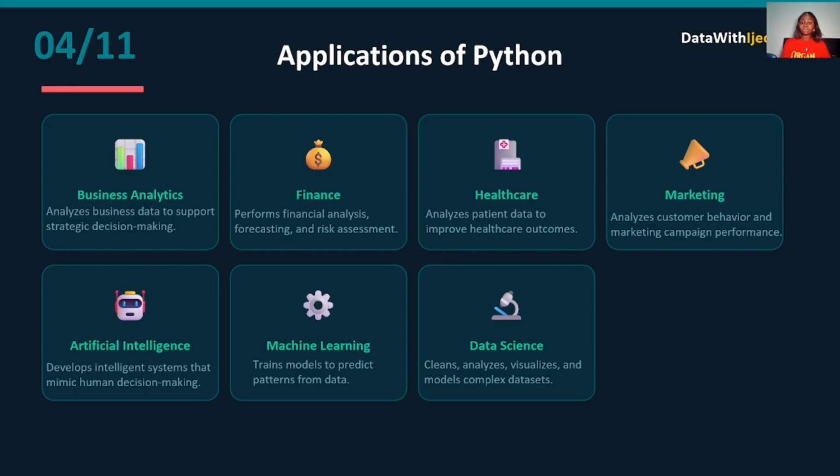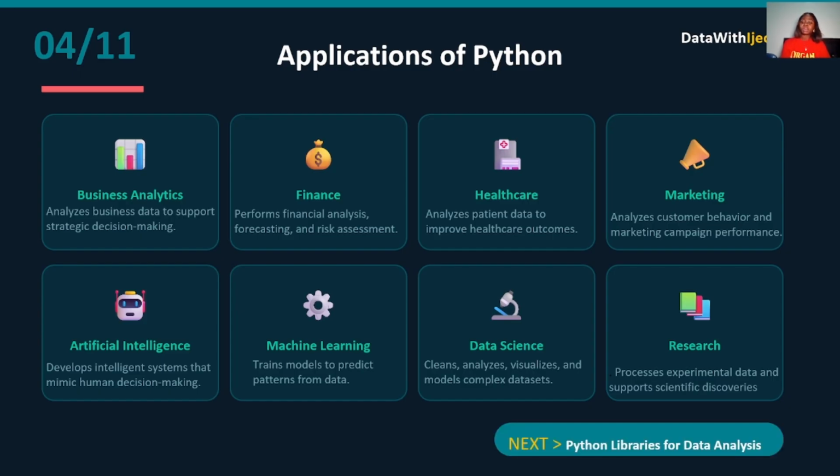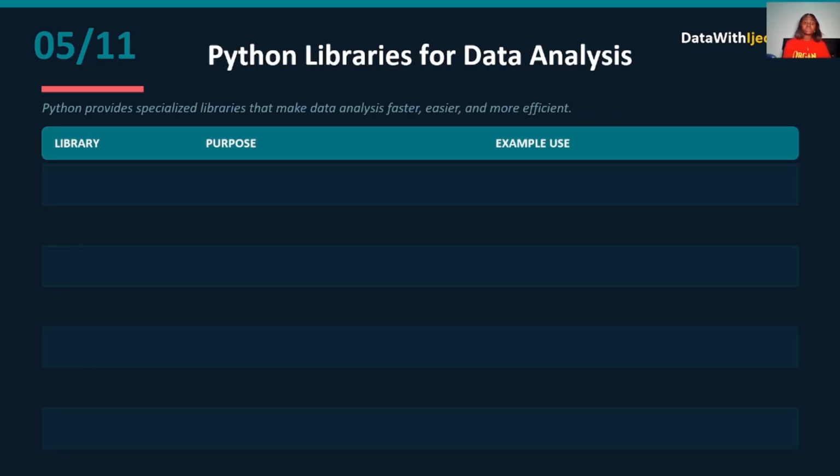In data science, Python is used to clean, analyze, visualize, and model complex data sets. Finally, in research, Python is used to process experimental data and support scientific discovery. Now, next, we are going to be looking at Python libraries for data analysis, libraries and their functions in data analysis. Now, let's look at Python libraries for data analysis. So Python provides specialized libraries that make data analysis faster, easier and efficient. Now let's look at them one after the other.